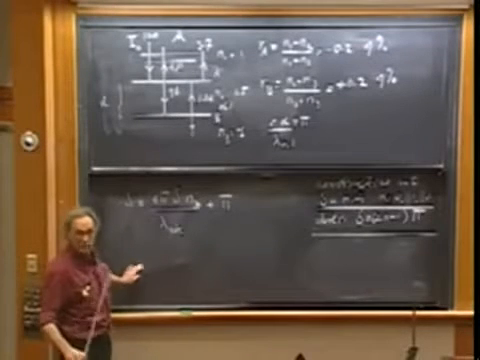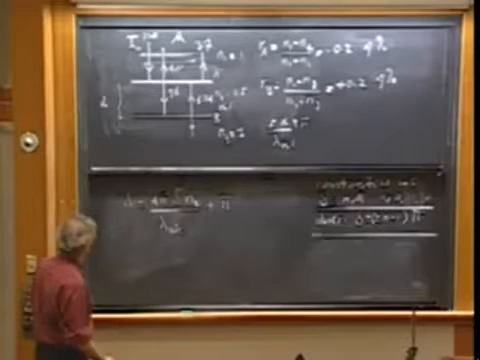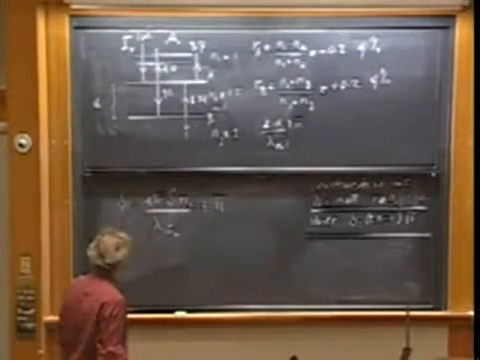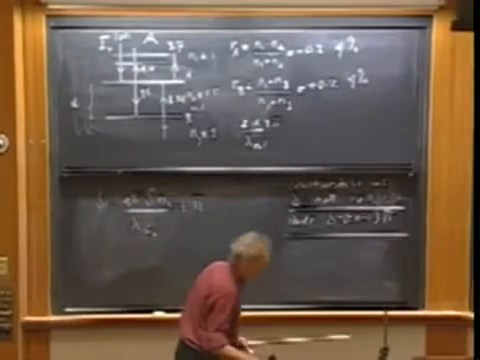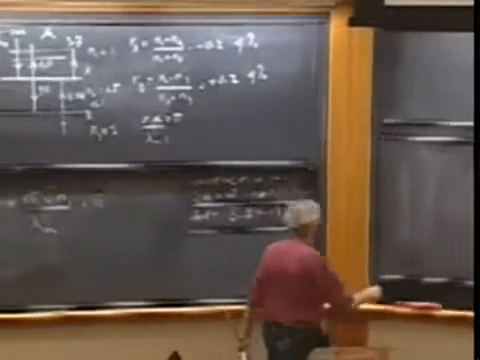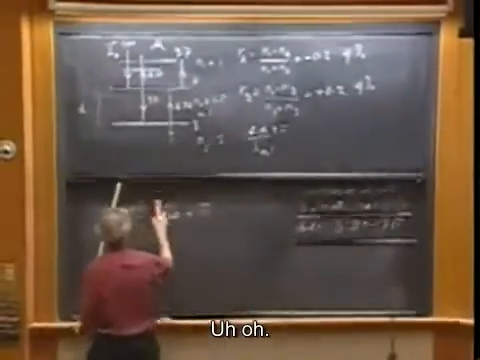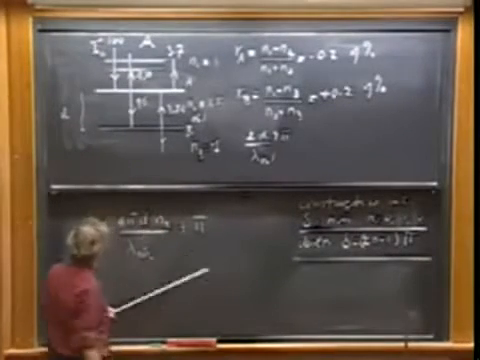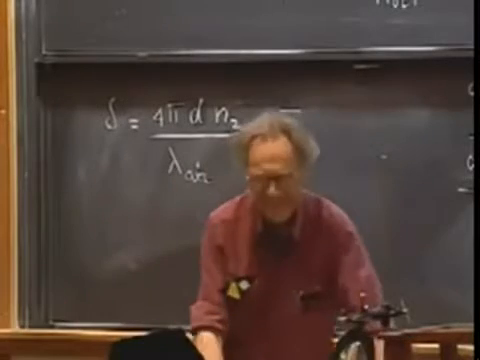You want me to have it higher? What is your... Your D looks like a delta. Oh yeah, thank you very much. How could I? It is D, right? Yeah. Uh-oh. My Greek heritage somehow.